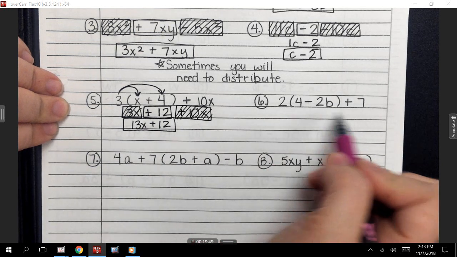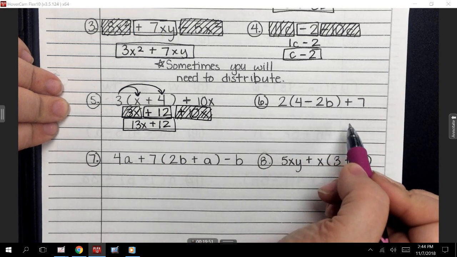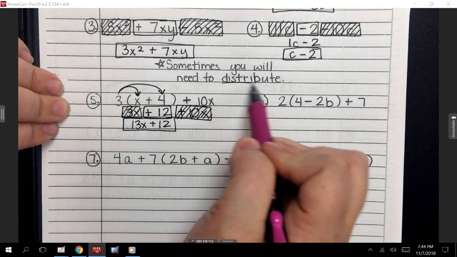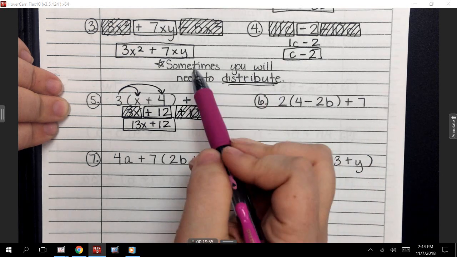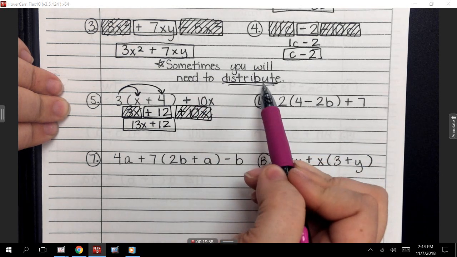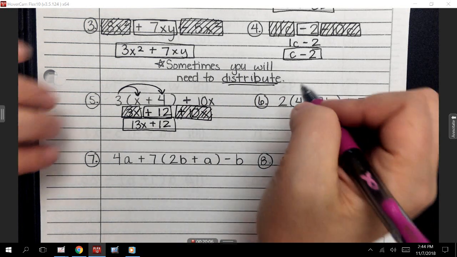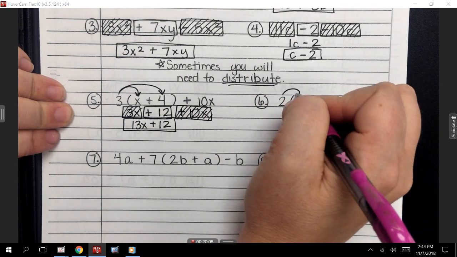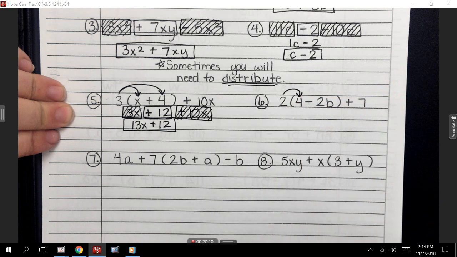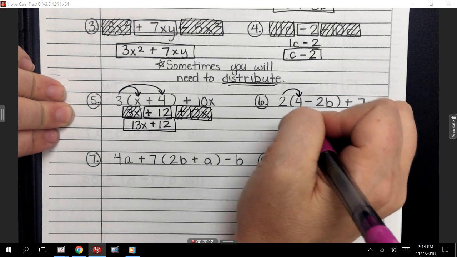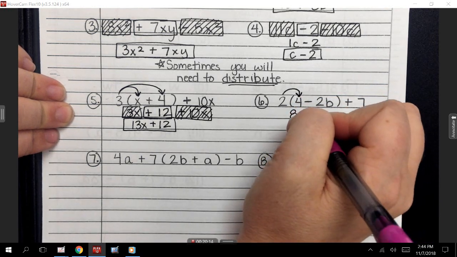Number 6. You see we have parentheses again, right? Which means we know we're going to have to distribute. So in the notes, do you see where it says sometimes you will need to distribute? Raise your hand if you can tell me, when am I going to need to distribute, Brian? When there are parentheses. When you've got parentheses, we need to distribute, okay? So I'm going to take my 2 and pass it to 4. Kaden, what does that give me? 8. I'm going to keep the minus sign.